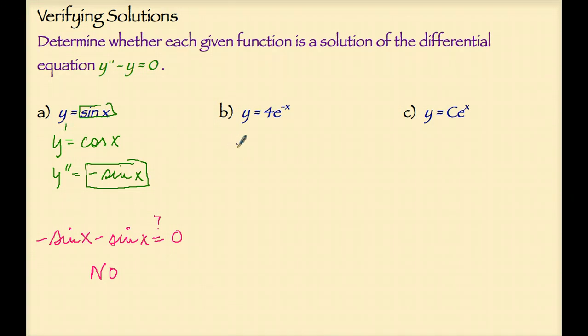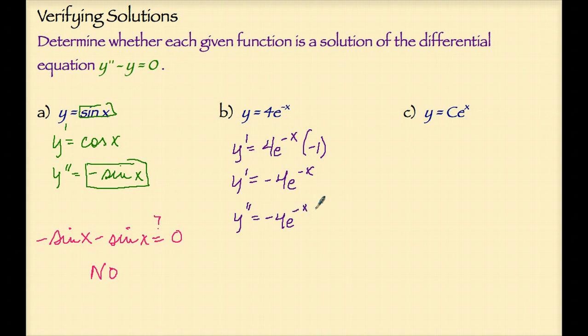We'll need the second derivative, so let's go ahead and find the first derivative, y prime: 4e to the negative x, and then times the derivative of negative x, which is negative 1, and that means we would have y prime is equal to negative 4e to the negative x. Now let's find the second derivative, y double prime: negative 4e to the negative x times the derivative of negative x, which is negative 1, and this gives us y double prime is equal to 4e to the negative x.